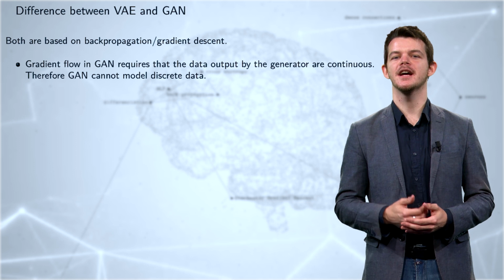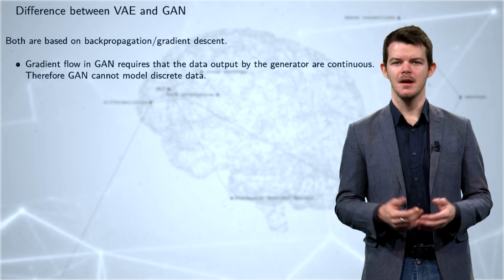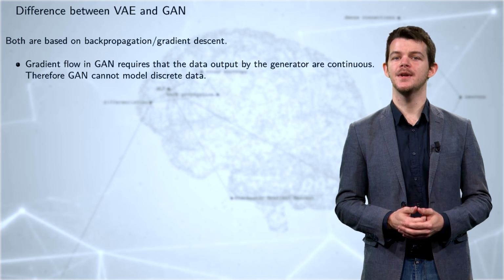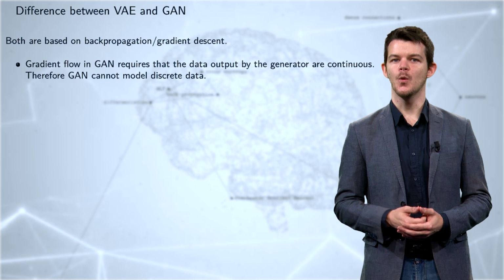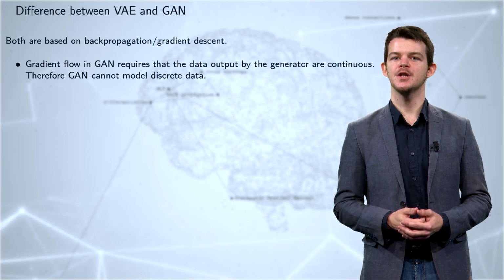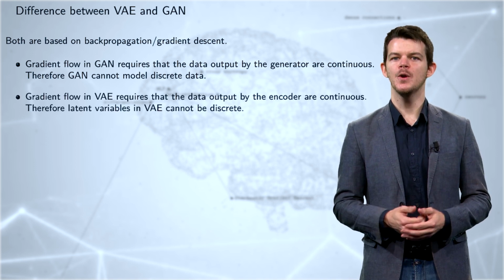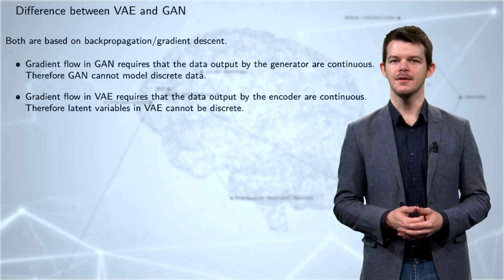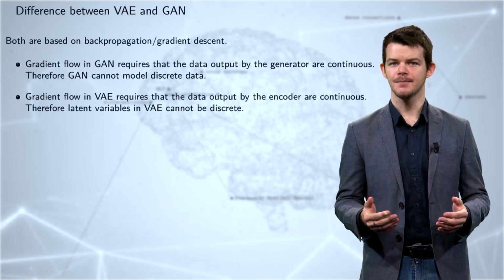The gradient flow in GAN requires that the data output by the generator are continuous. Therefore, GAN cannot model discrete data. Indeed, if the data produced by the generator in GANs were discrete, it would be impossible to pass the gradient flow through the generator. On the other hand, the gradient flow in VAE requires that the data output by the encoder are continuous. Therefore, latent variables in VAE cannot be discrete.